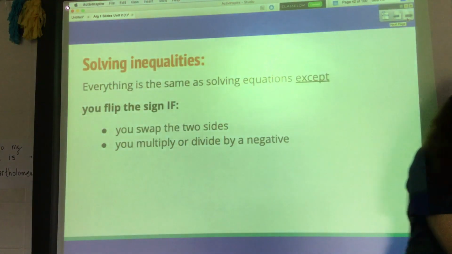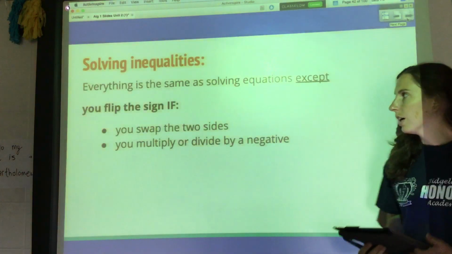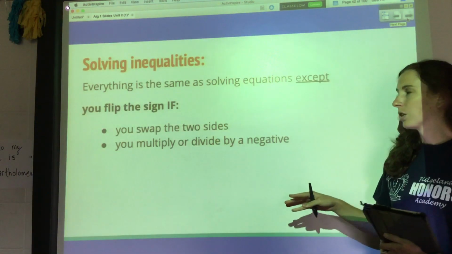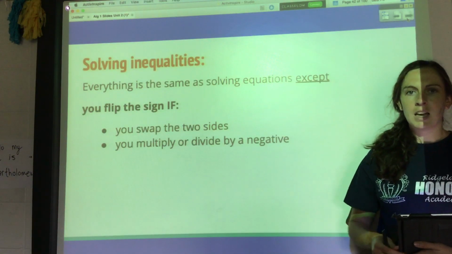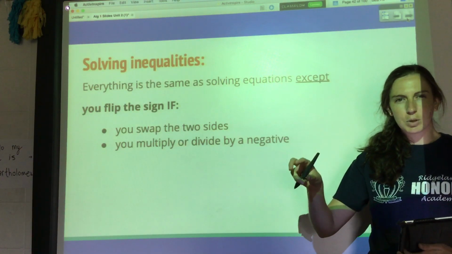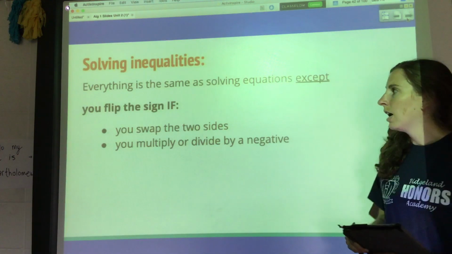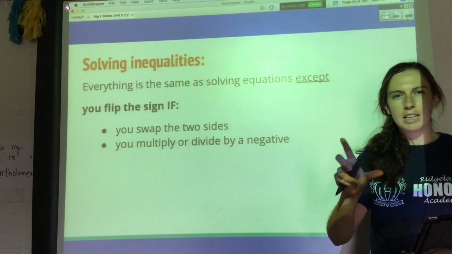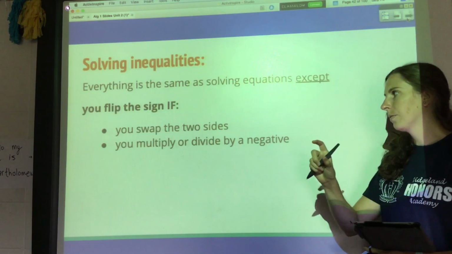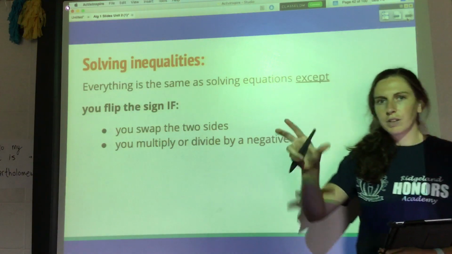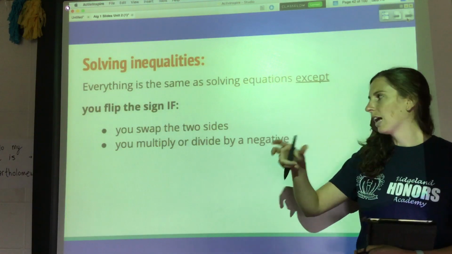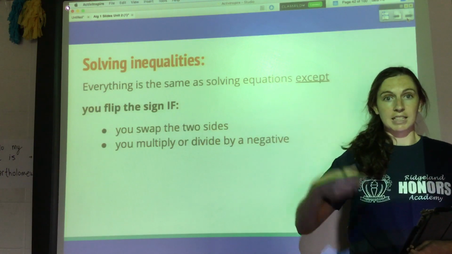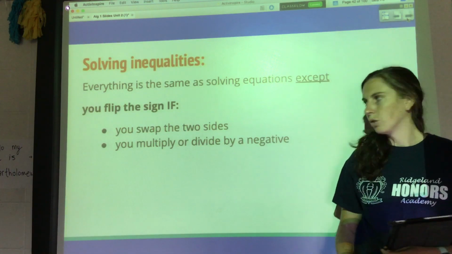So here are some general steps for solving inequalities. Basically, everything is the same as if you were solving a regular equation. You're going to try to combine the variables and just get the variable by itself. But the only difference is there are two occasions when you're going to need to flip the inequality sign. One of those is if you flip the whole inequality, you have to flip the sign with it. So if you ever swap the two sides for whatever reason, you need to flip the sign too.